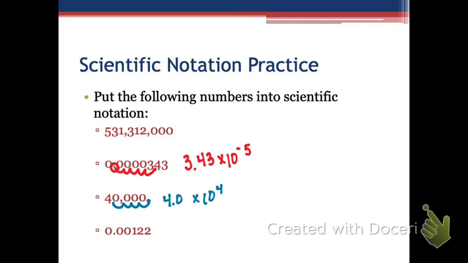I want you to put this last one into scientific notation with 1 decimal place. I want you to put this number into scientific notation with 2 decimal places. Put that number into scientific notation with 2 decimal places.